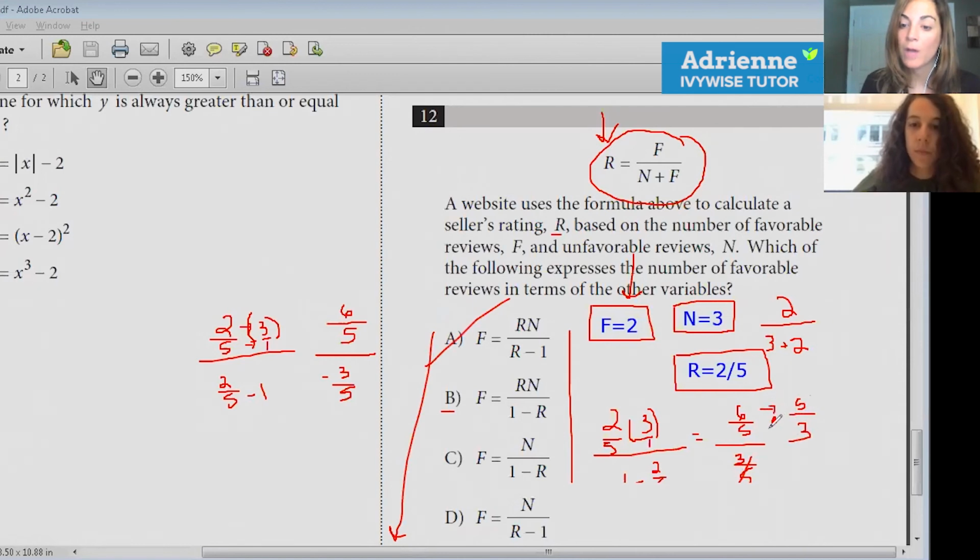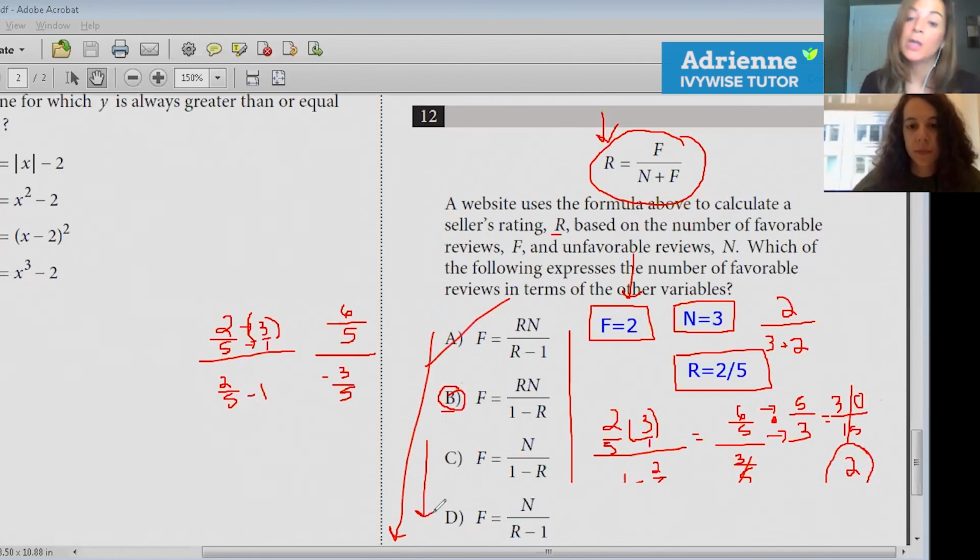And once again, when we go across the top and the bottom, what is 6 times 5? 30. Good. And what is 5 times 3? 15. Good. And 30 divided by 15 reduces to? 2. Perfect. And so right there, look at that. That equals our F of 2. So this is more than likely going to be our correct answer. And if you were to check the remaining 2 answer choices using all of the numbers listed above, you'd realize that they do not equal 2 as F. And so our final answer using our own numbers is going to be B.